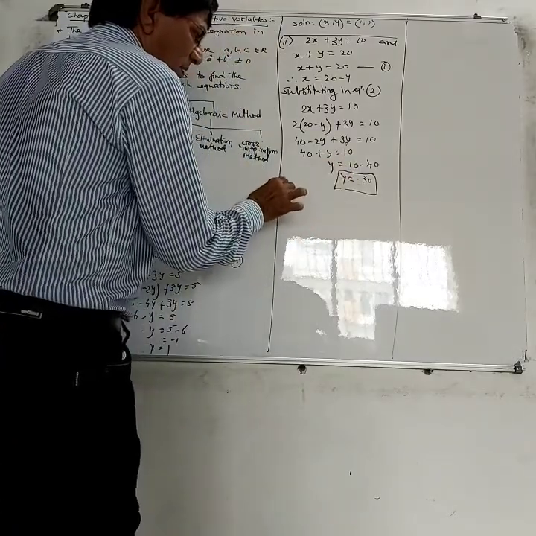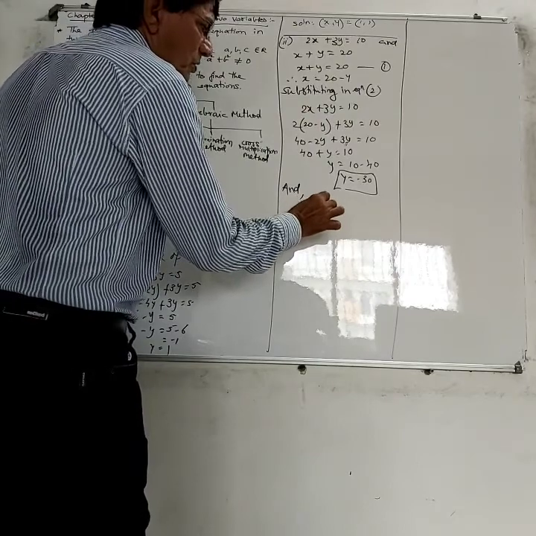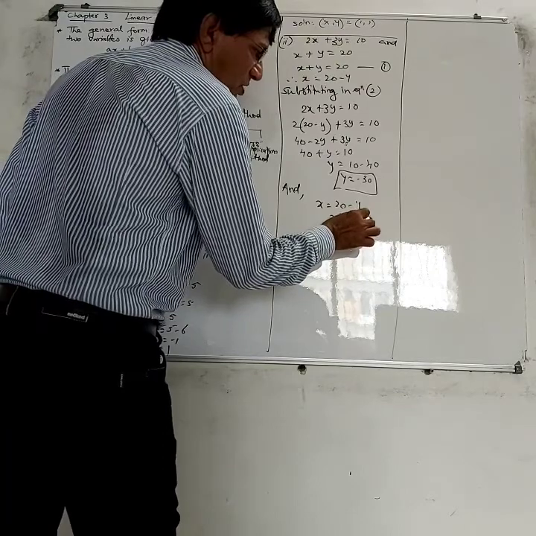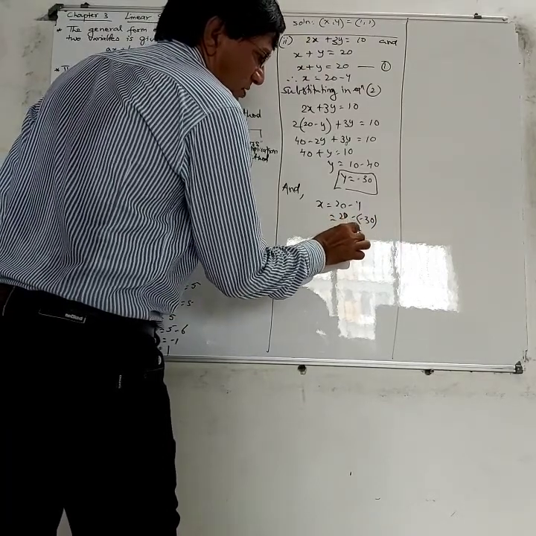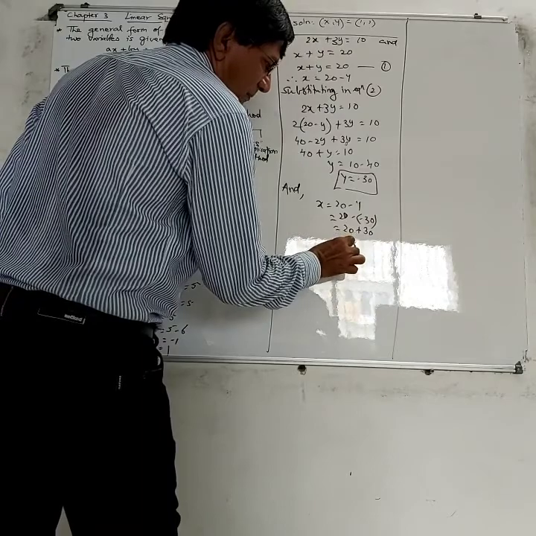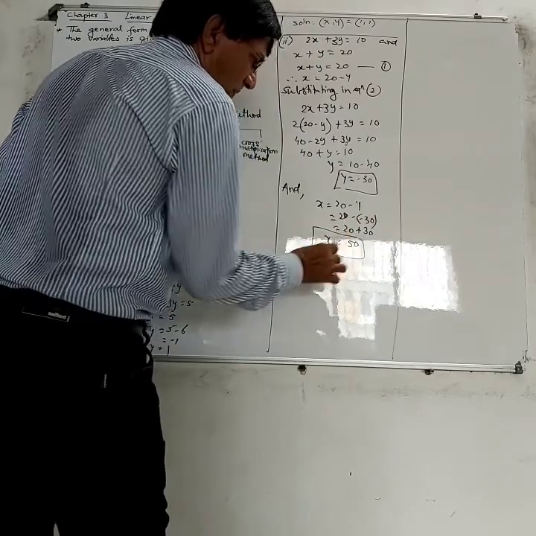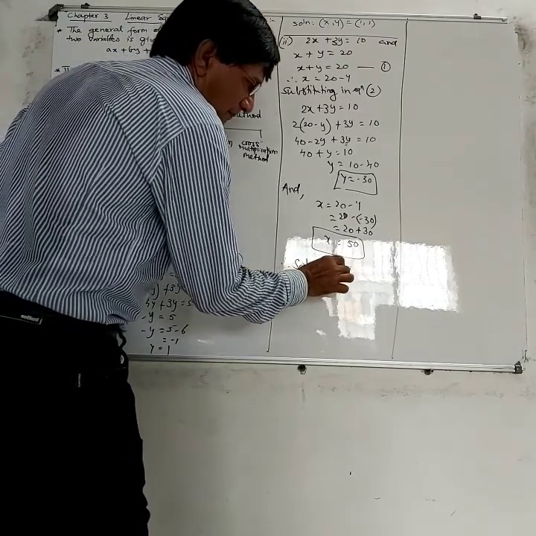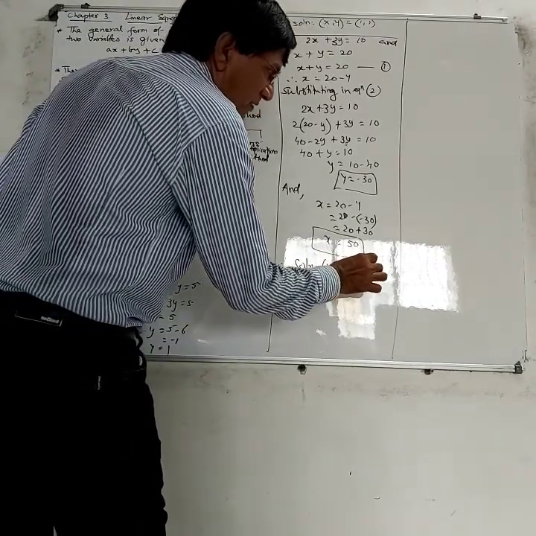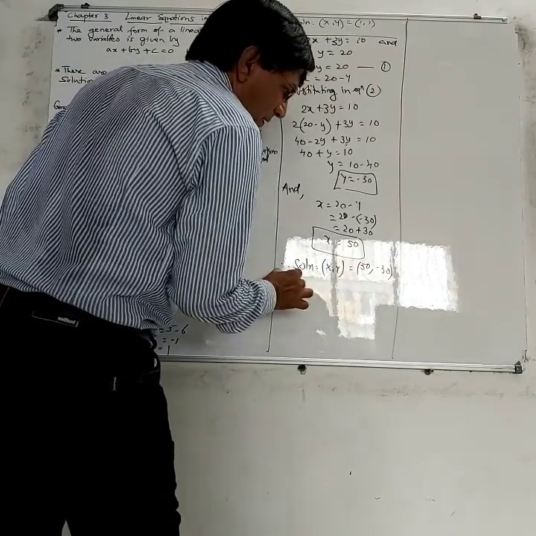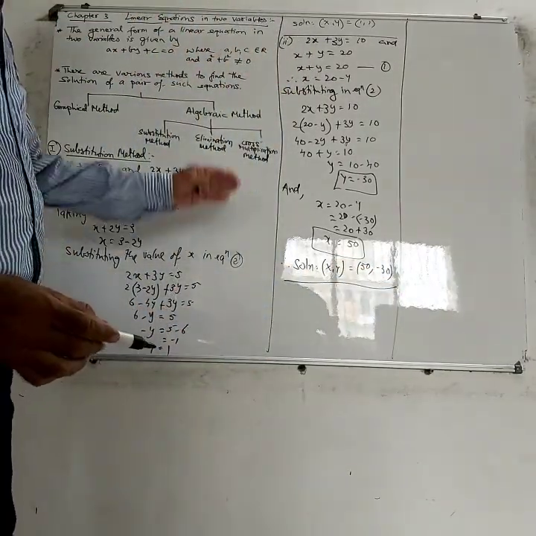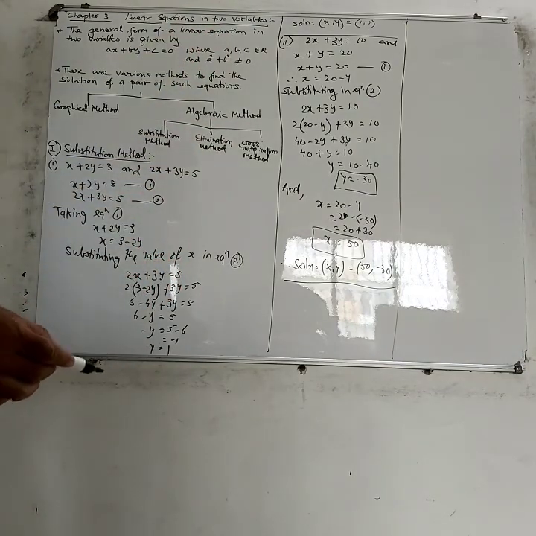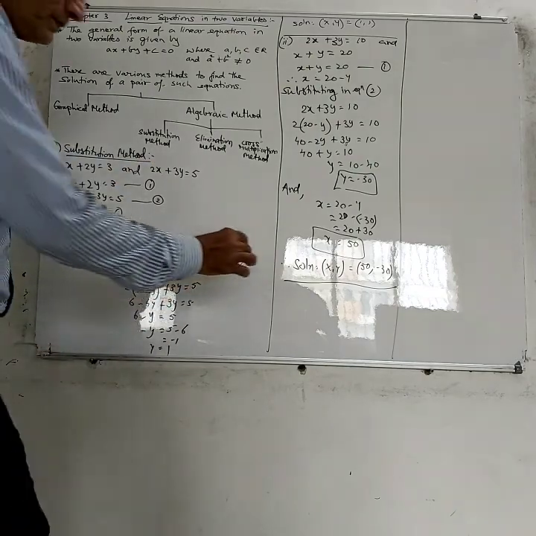And x = 20 - y. So 20 - (-30), so 20 + 30, and that is 50. So x = 50, and therefore the solution (x, y), always write the value of x first and then the value of y. Now this is a simple solution of a pair of linear equations in two variables by using the method of substitution.